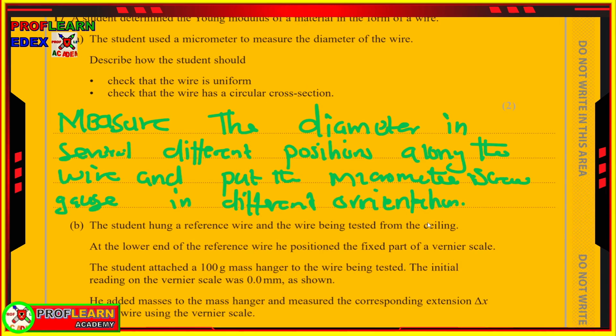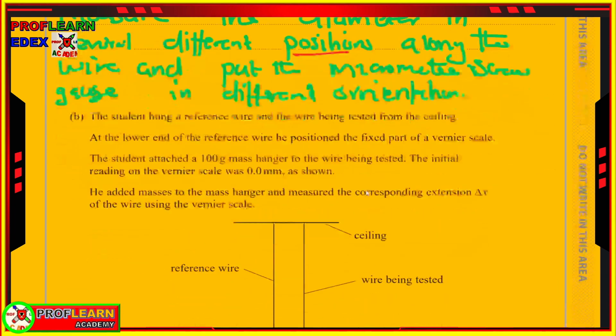A student determined the Young's modulus of a material in the form of a wire. The student used a micrometer screw gauge to determine the diameter of the wire, and we are supposed to describe how the student should check whether the wire is uniform and has a circular cross section. Remember, for a circular cross section, the diameter should be the same throughout. So the student should measure the diameter at several different positions along the wire and put the micrometer in different orientations, so that you can note whether the diameter is the same throughout.